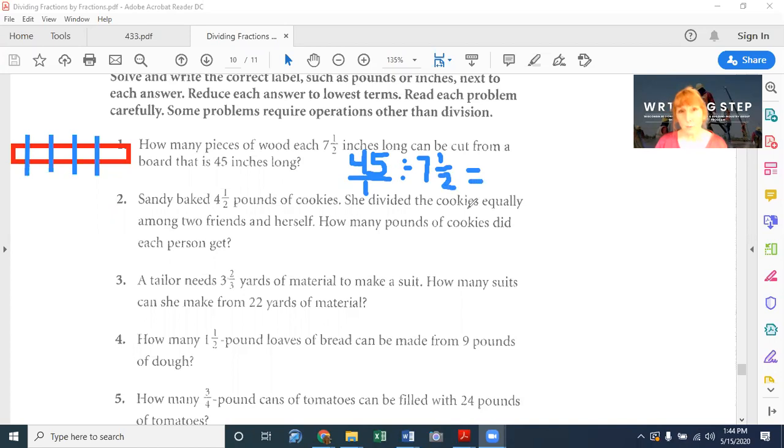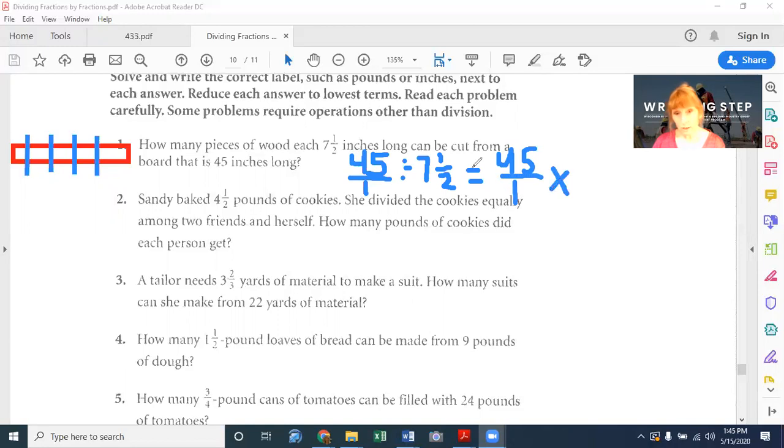How many pieces am I going to be able to get out of that? Like saying I had a board that's 10 inches and I want to get 5-inch pieces. How many pieces would I get from that? 10 divided by 5, or 2 pieces, right? Same thing with fractions, it's just using fractions. So this is the same as 45 over 1, keep, change, and flip.